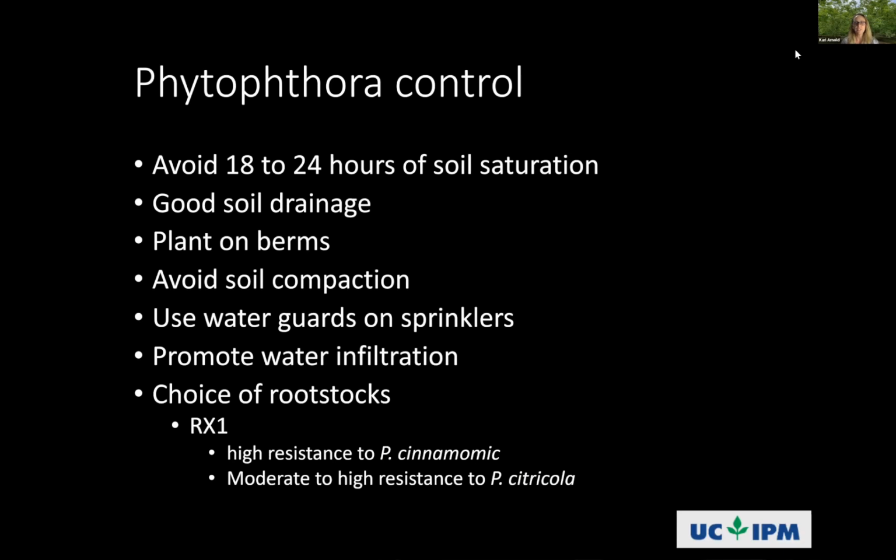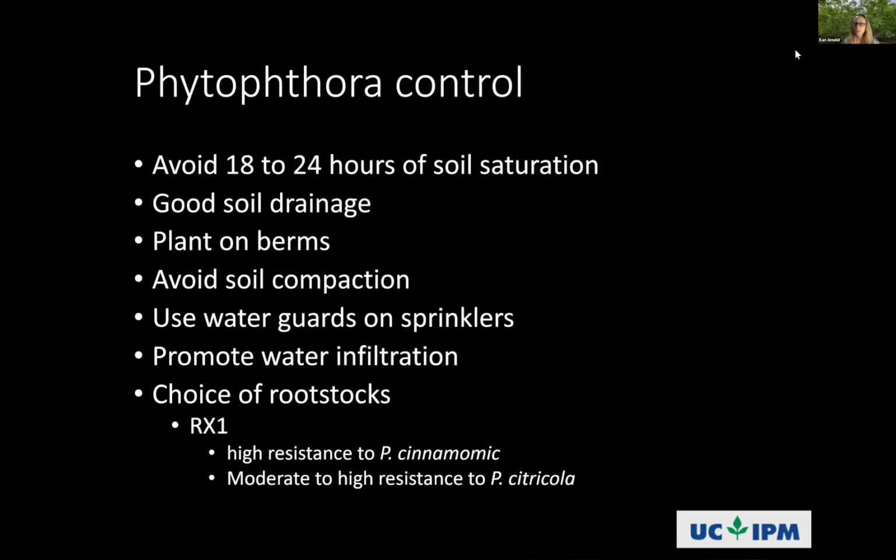So avoid 18 to 24 hours of soil saturation. So don't run your irrigation for more than 24 hours at a time. You need good soil drainage to avoid Phytophthora problems. Plant into berms. Don't plant the tree and then form a berm over the crown. Plant into the berm if you have heavy soils. Try to avoid soil compaction.